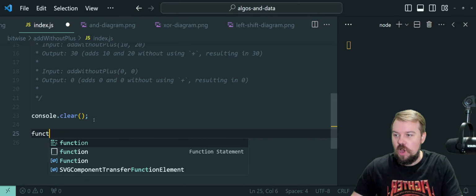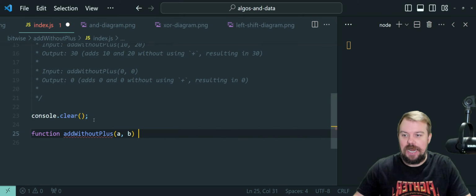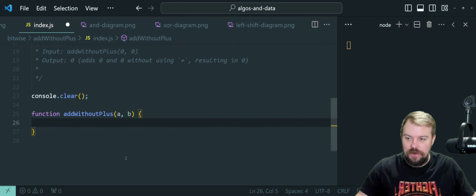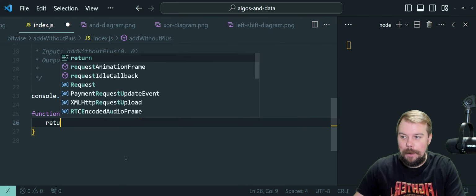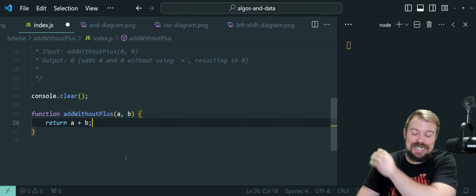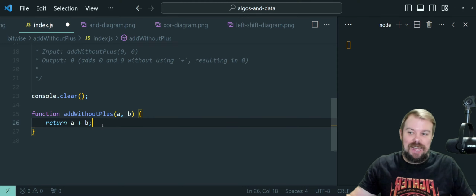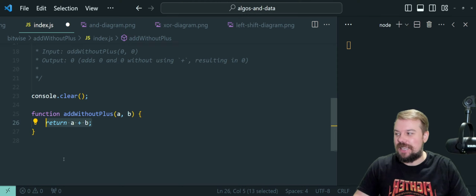So here we go. We're going to write a function called add without plus. It's going to have two parameters, an A and a B, for the two numbers we need to add together. Now again, the code without bitwise, I said I wasn't going to write it, but I did. That's it. That's all you need to do with that at Bitwise. There's nothing to it. I feel like I shouldn't need to explain this.